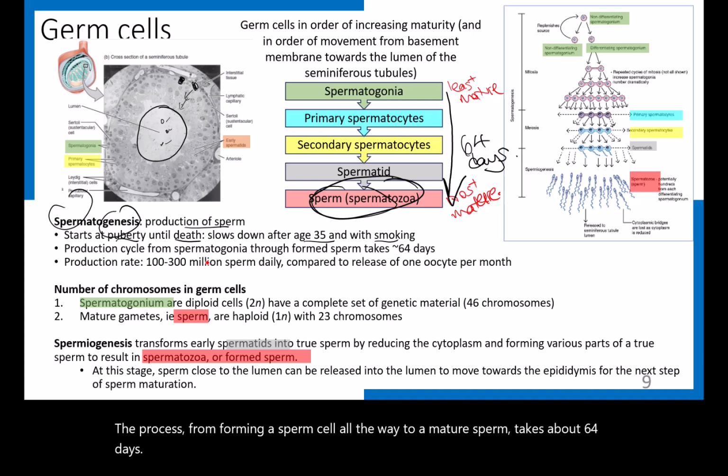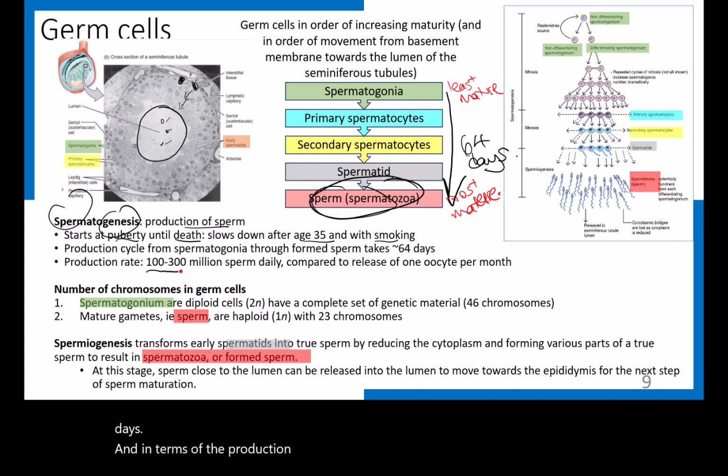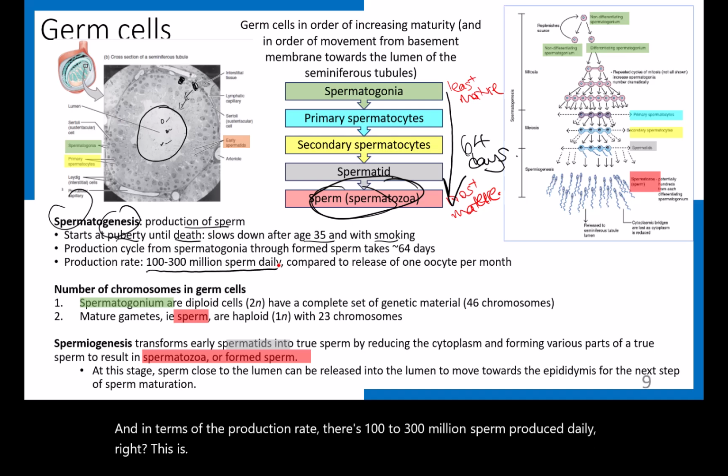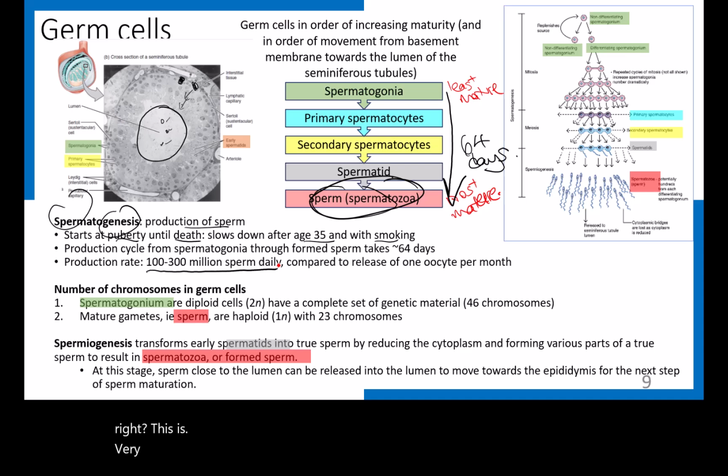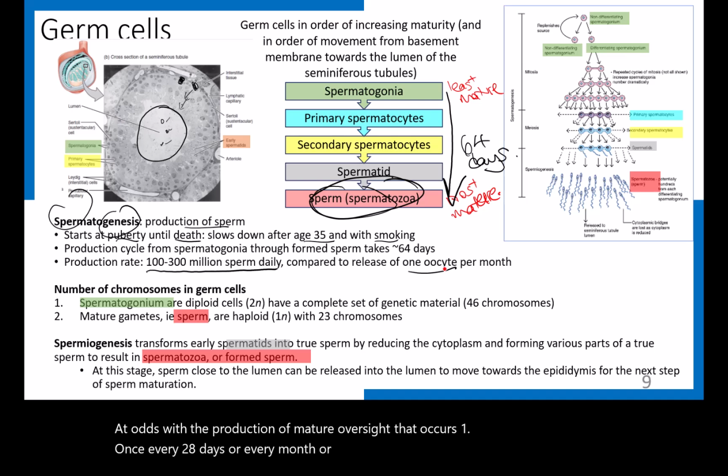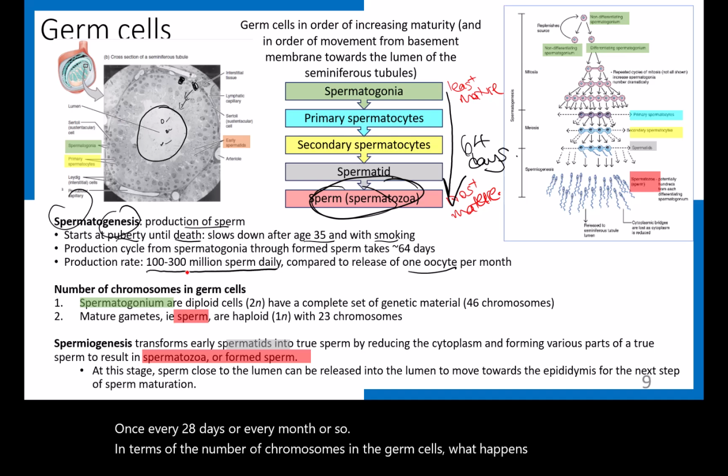And in terms of the production rate, there are 100 to 300 million sperm produced daily, right? This is very much at odds with the production of a mature oocyte, which occurs once every 28 days or so.